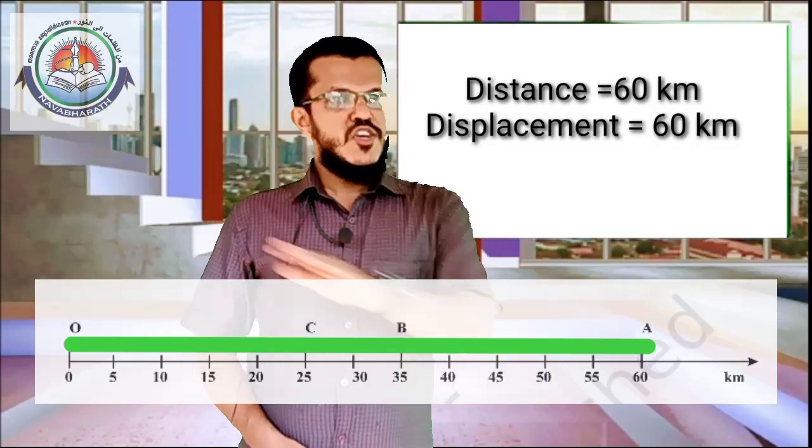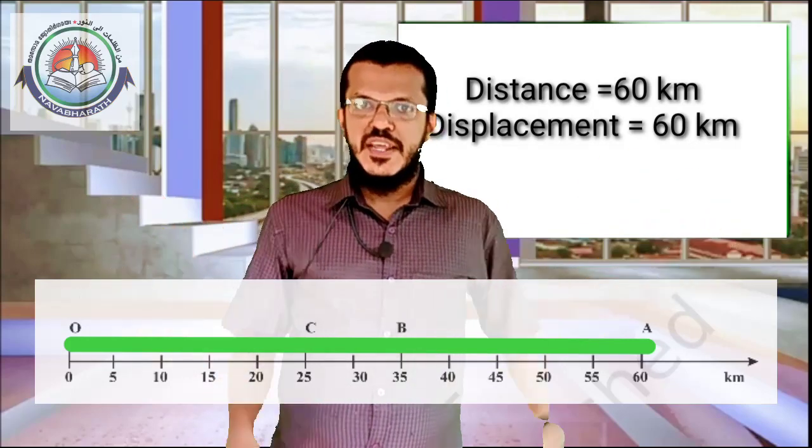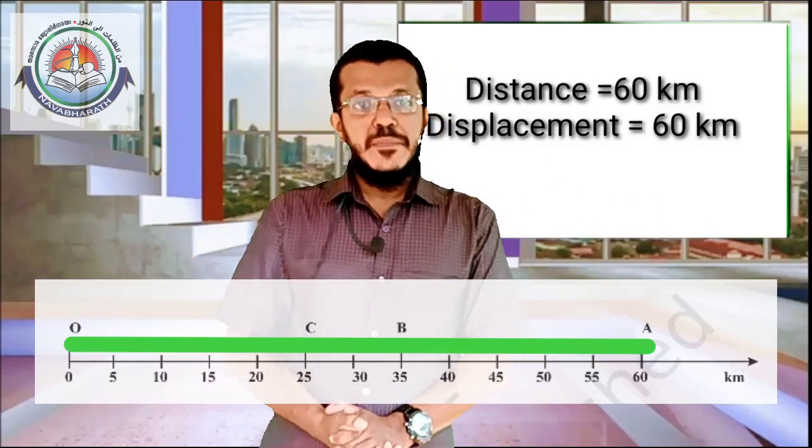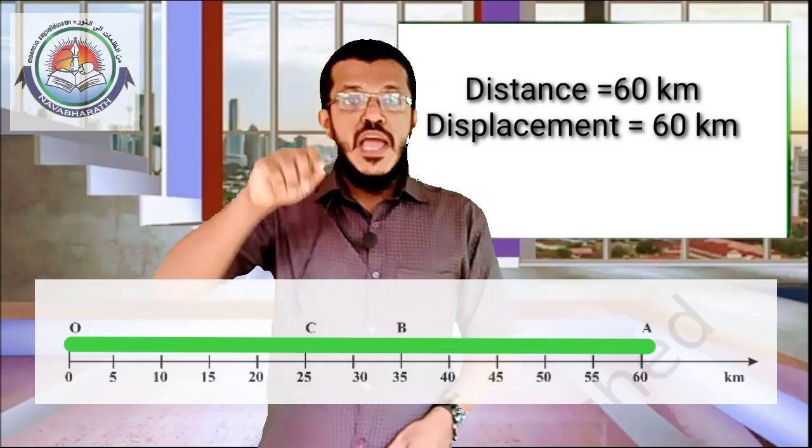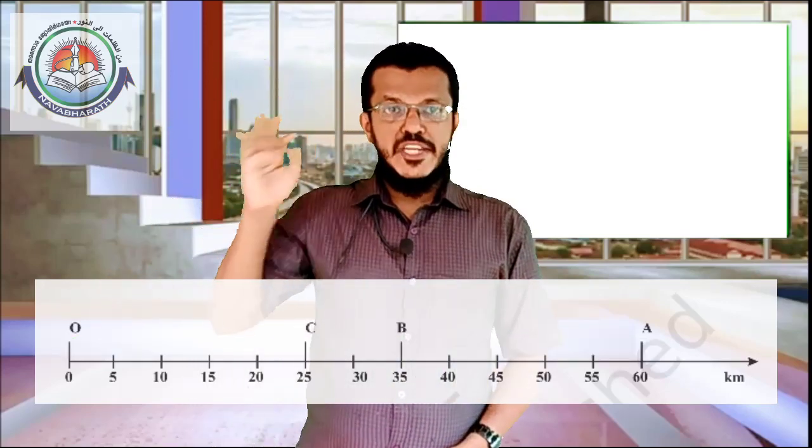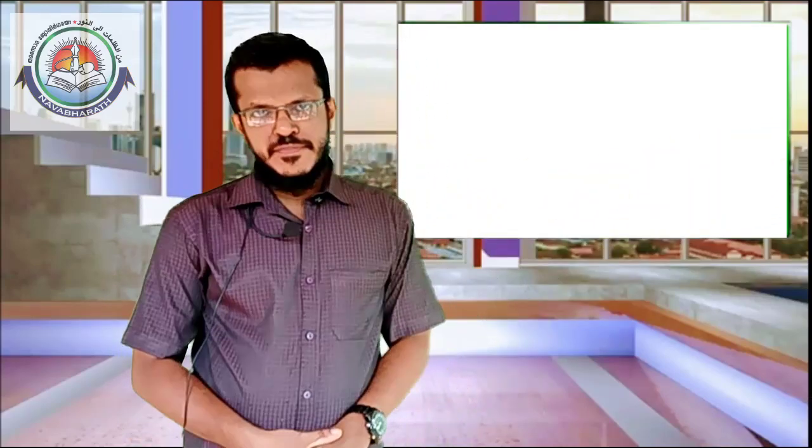Then the straight line distance, the shortest distance from O to A, is also 60 kilometers, and the distance covered is also 60 kilometers. That means in this case distance and displacement are equal in magnitude. When a body travels in a straight line in the same direction, the magnitude of displacement and distance will be equal. That is the case where displacement and distance are equal.